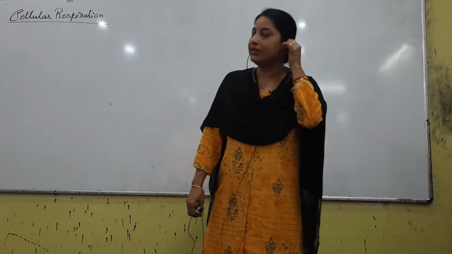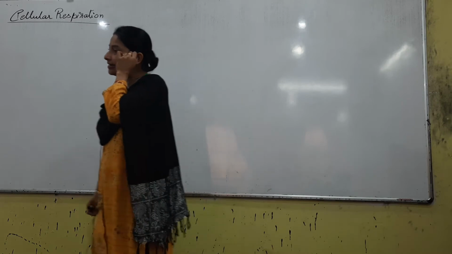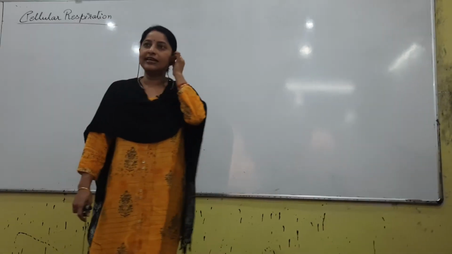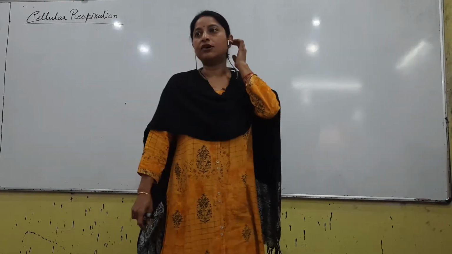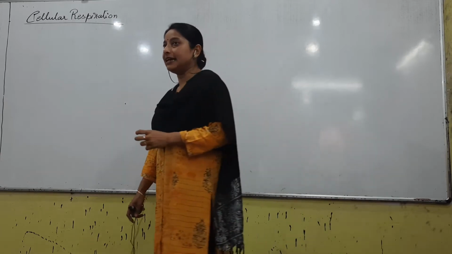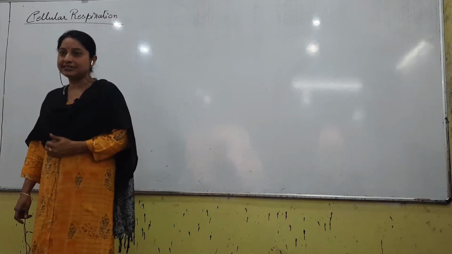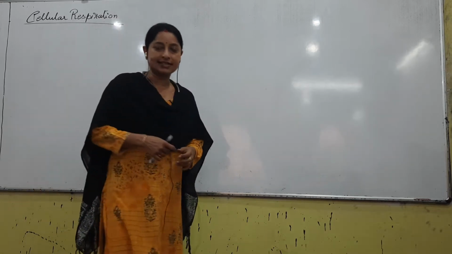The chapter called cellular respiration, and we have started the first part. From the discussion that we had in the last class, what we remember is that respiration is a reaction, and whenever we talk about reaction, we have discussed what type of reaction: anabolic reaction, catabolic, endergonic, exergonic, oxidative, and reductive.